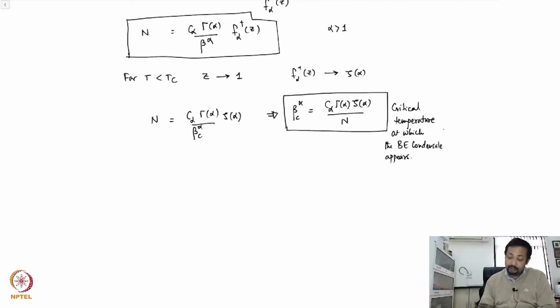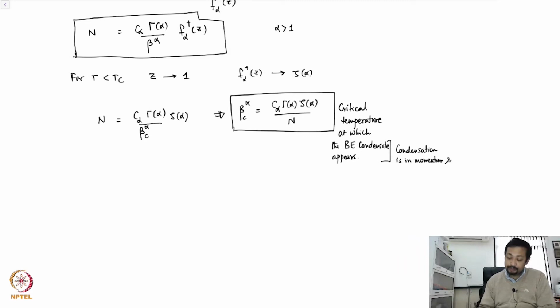And again, this condensation is in momentum space, not in real space.